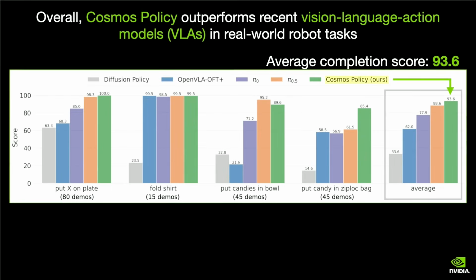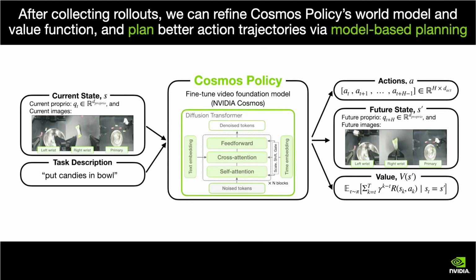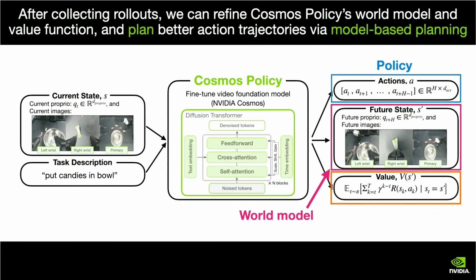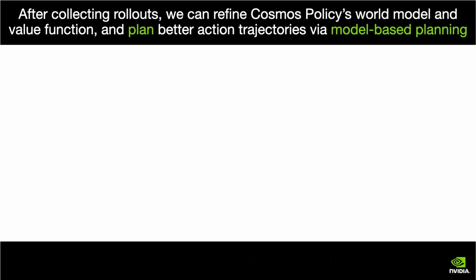Overall, in our real robot evaluations, Cosmos policy shows strong performance, even outperforming recent vision language action models such as Pi0.5 and OpenVLA-OFT. Going further, once the policy evaluations are complete, the recorded rollouts can be used to further refine Cosmos policy's world model and value function. Then, Cosmos policy can better plan action trajectories with higher likelihood of success through model-based planning.